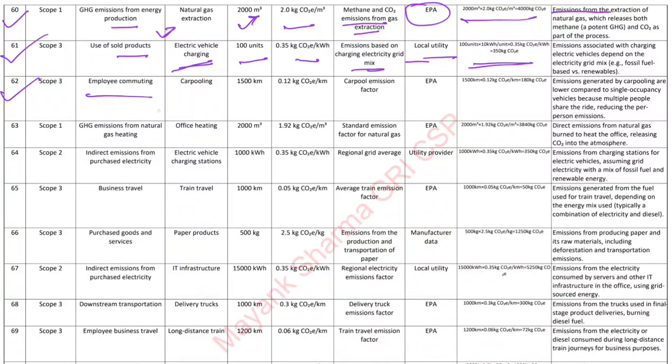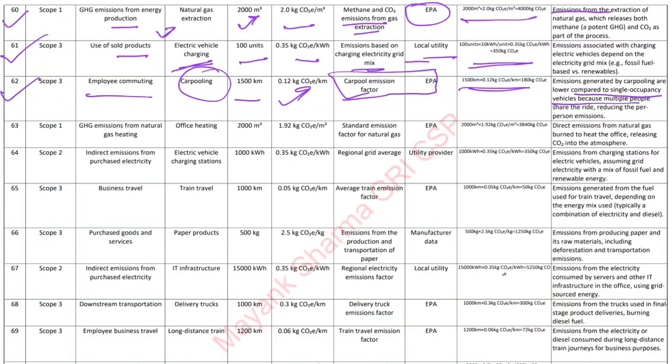Scope 3, employee commuting. Again, a very good example, carpooling. This much is the kilometers traveled. Emission factor, carpooling emission factor which is coming from EPA. This is the calculation done. So carpooling emissions are lower compared to single occupancy vehicles because multiple people are sharing the ride, and that's how we reduce the emissions.